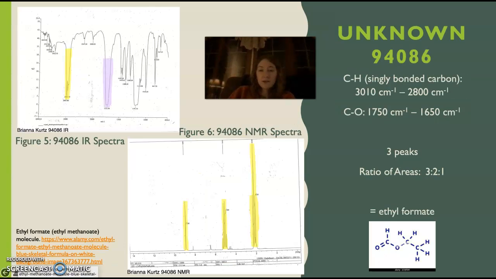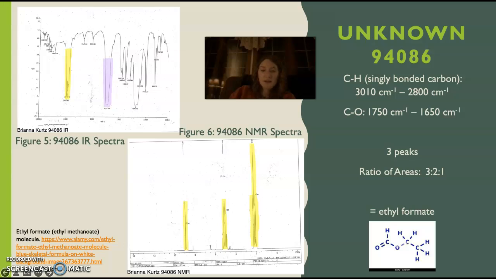This is the third unknown 94086. For the IR spectra, it shows that the yellow highlighted area is the CH singly bonded carbon between 3,100 inverse centimeters and 2,800 inverse centimeters, and then the C double bond O is 1,750 inverse centimeters to 1,650 inverse centimeters. It's highlighted in the light purple. It's also a very strong peak.